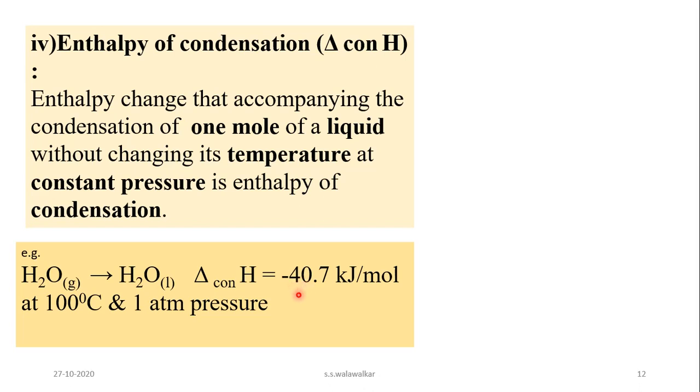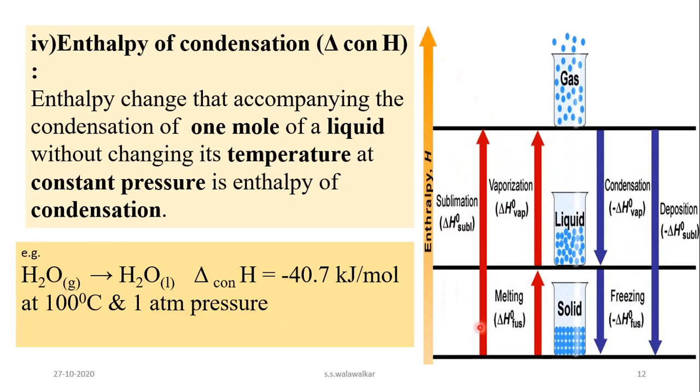Minus 40. The sign is changed. It is an exothermic process. Heat is evolved. This much amount of heat is evolved during conversion of 1 mole of gaseous water into 1 mole of liquid water. So here this is condensation, and condensation is negative. The enthalpy change is negative, and condensation is the reverse of vaporization.